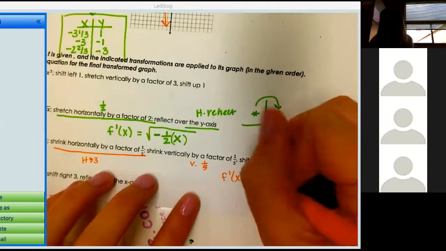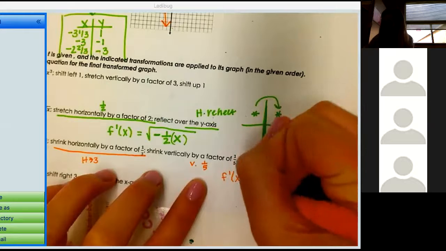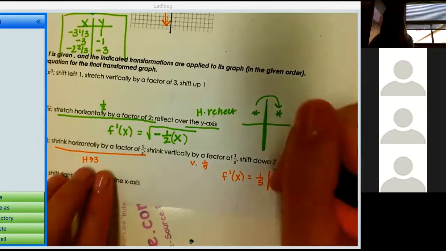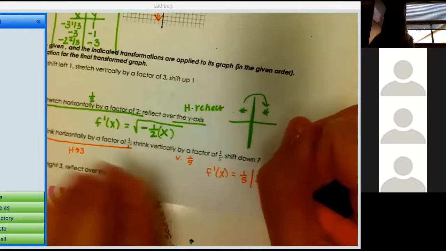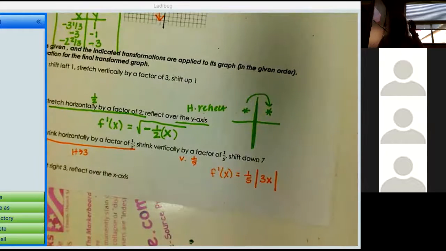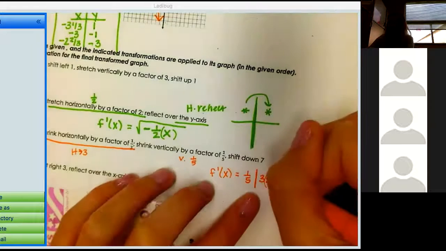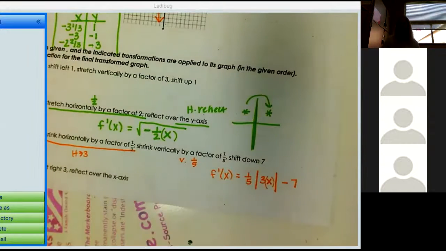Okay, so this is going to be absolute value bars. On the outside, I should have a 1/5. On the inside, it should say 3. And then there's no horizontal shift, so I'm just going to put 3x. Maddox, you can put parentheses if you want. And then down 7 on the outside. Are we okay with 5?